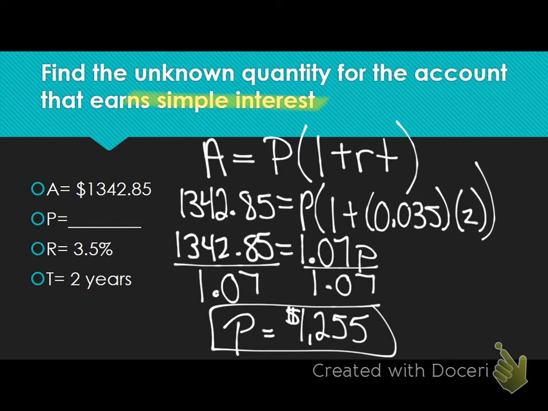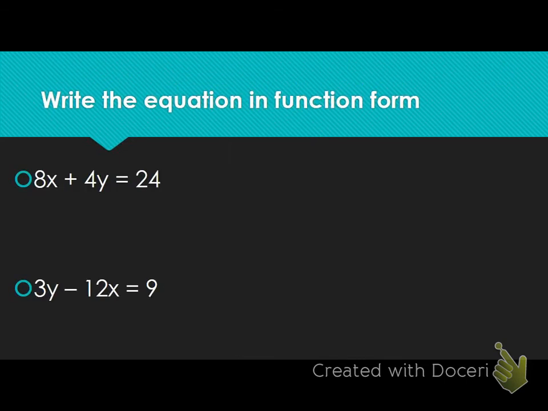Now, let's switch gears just a little to function form. Does anybody remember function form? Y equals mx plus b, where m stands for the slope, your x and y are your ordered pairs, and b stands for your y-intercept. So here's your formula, y equals mx plus b.